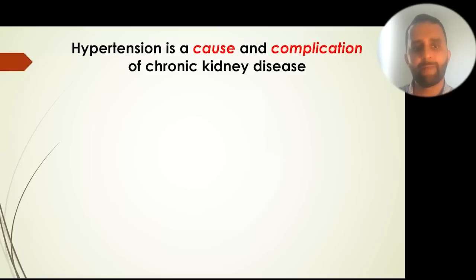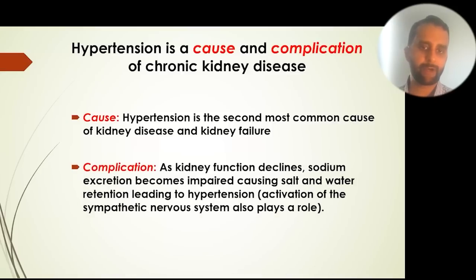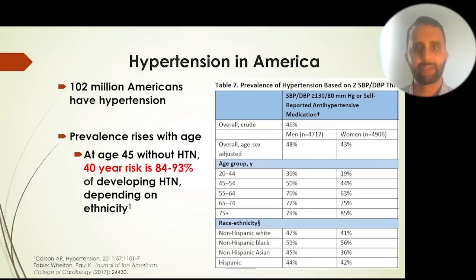The other major cause of kidney disease is high blood pressure, as I mentioned earlier. It is the second most common cause of kidney disease and kidney failure, but it's also a complication. Because it is a cause and complication, I wanted to spend a few slides talking about it. As kidney function declines, sodium excretion becomes impaired, and this causes the body to retain salt and water, which then leads to high blood pressure. This also causes activation of several hormones that raise blood pressure.